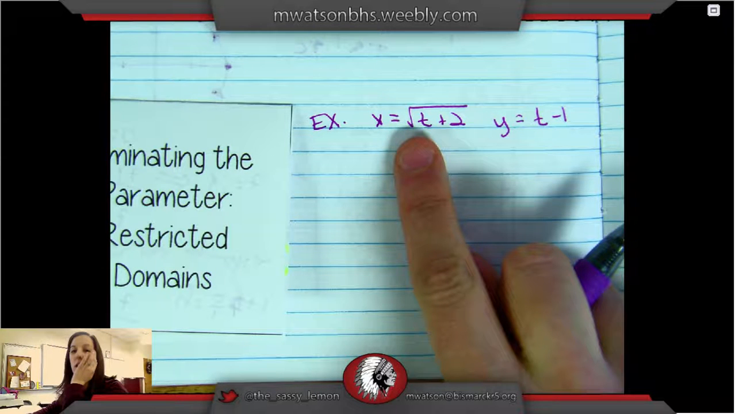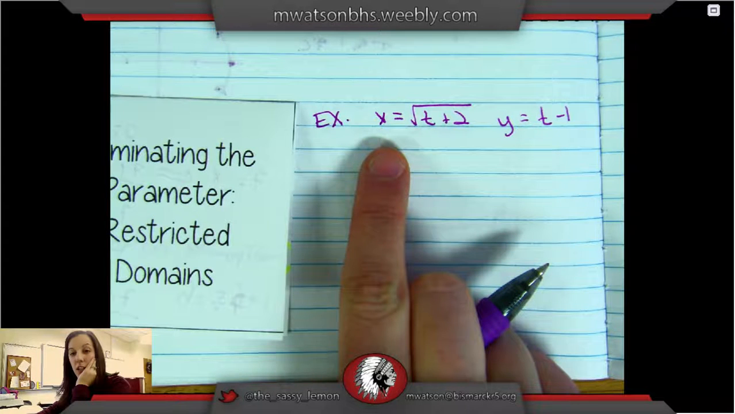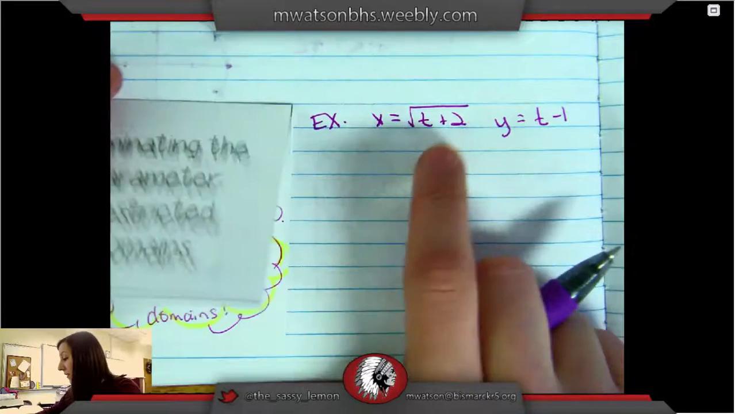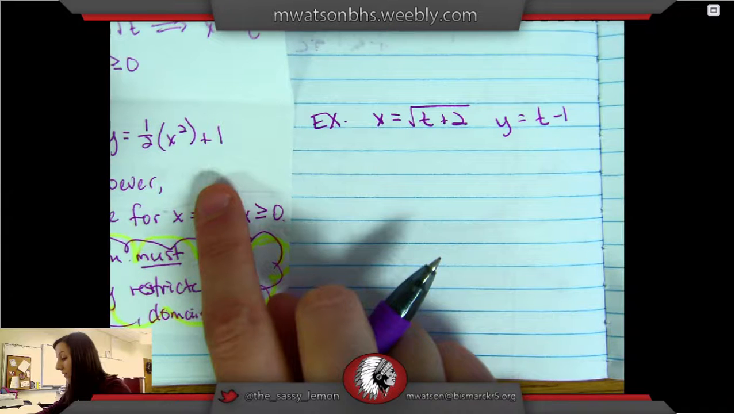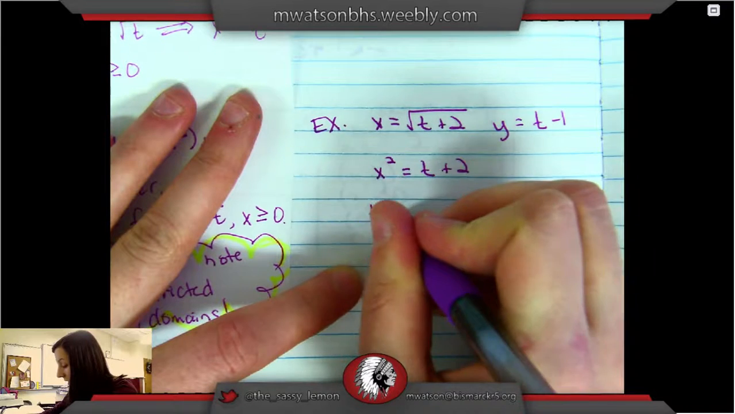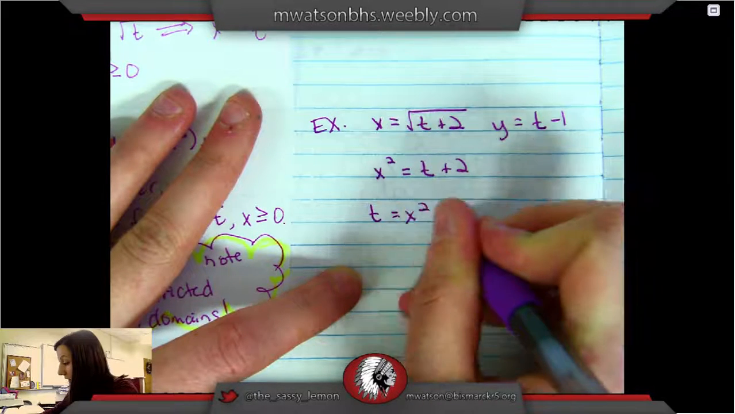Typically, we actually like to try to isolate t in this equation just because most equations in mathematics are y equals. So I'm actually going to square both sides of this just like we did in our example over here to get t by itself. So I'm going to square both sides and I get x squared equals t plus 2. And then subtract 2 on both sides and I end up with t equals x squared minus 2. So from here to here to here.